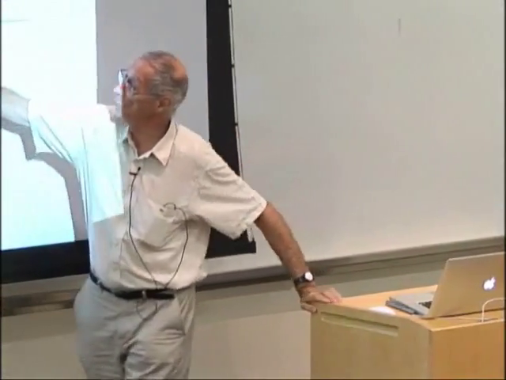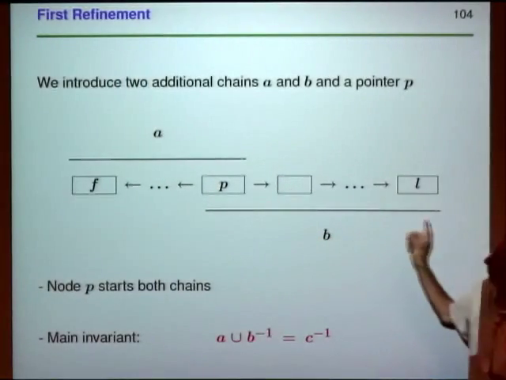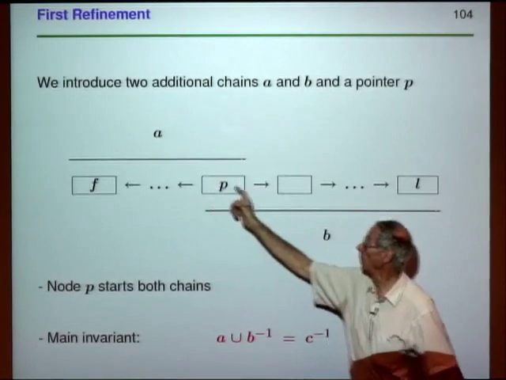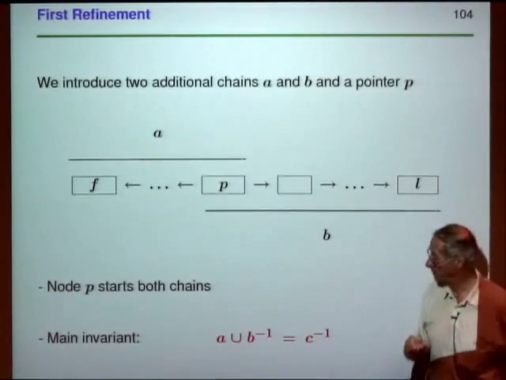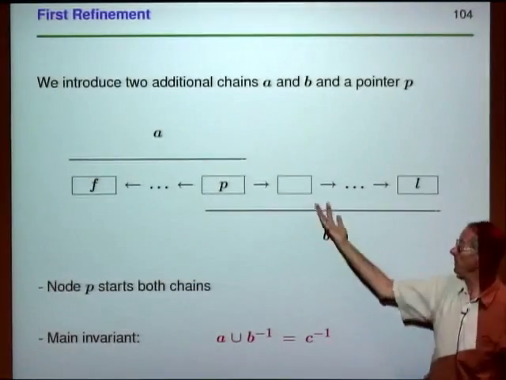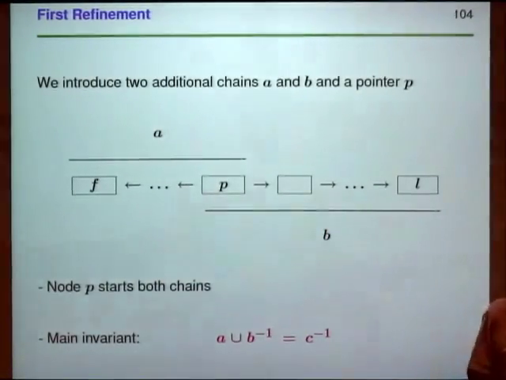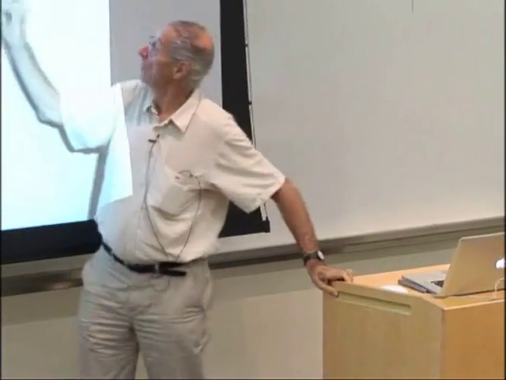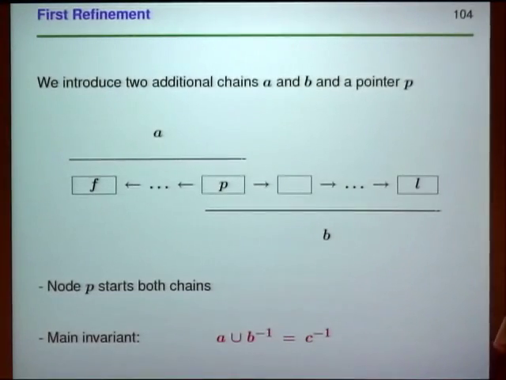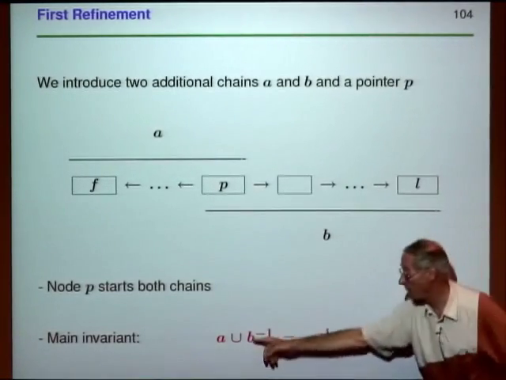And so we have two linear lists. We have A, and we have B. So P is at the beginning of A, and also at the beginning of B. And the main invariant is very simple. A union B minus 1 is C minus 1. And at the end of it, when P is here, then B is 0, therefore A is just equal to, B, not 0, empty. And so A is exactly equal to C minus 1.